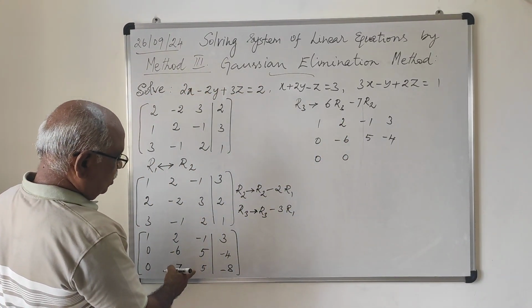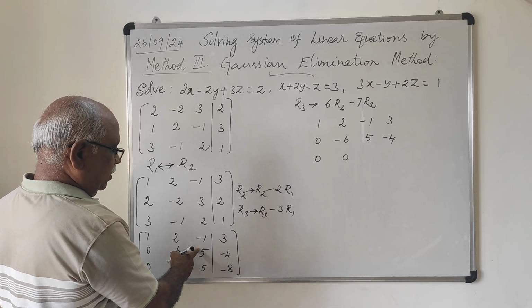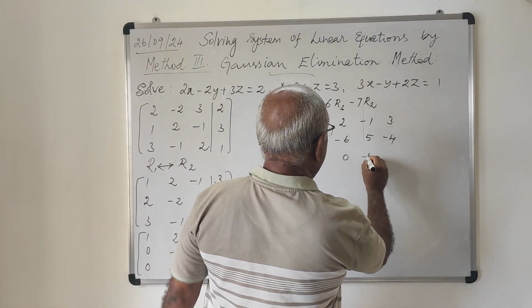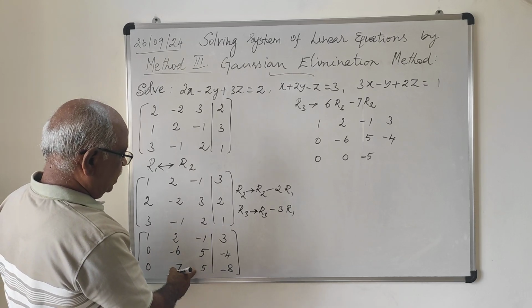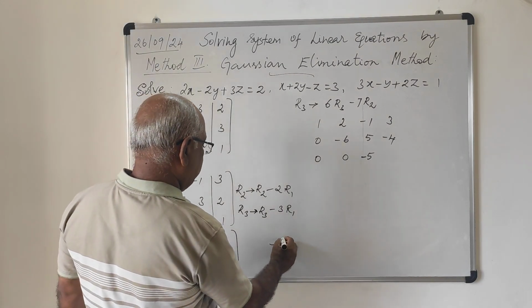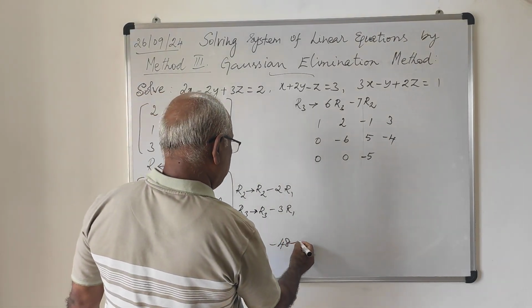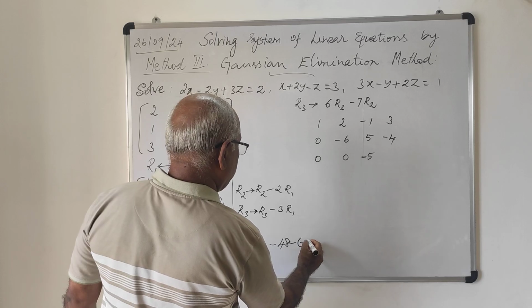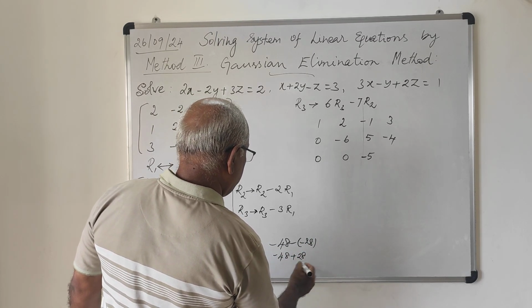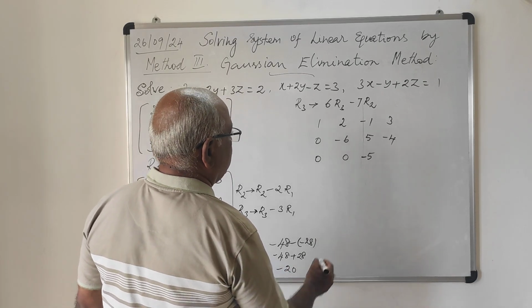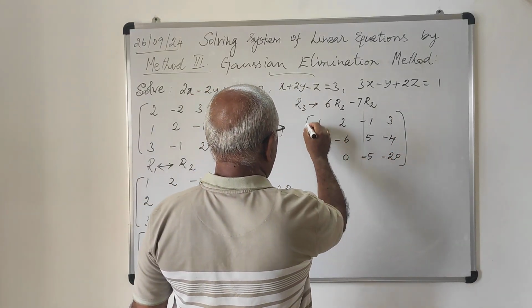And 6 times of R3, 6 5s are 30. 7 5s are 35. 30 minus 35 is minus 5. Similarly, 6 8s are 48. Minus 48. 7 4s are 28. Minus 7 4s are minus 28. That is minus 48. Minus of minus plus 28. You will get minus 20. So this has become minus 20. So that's all about the operations.